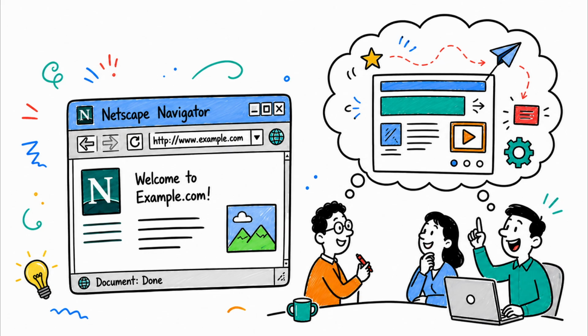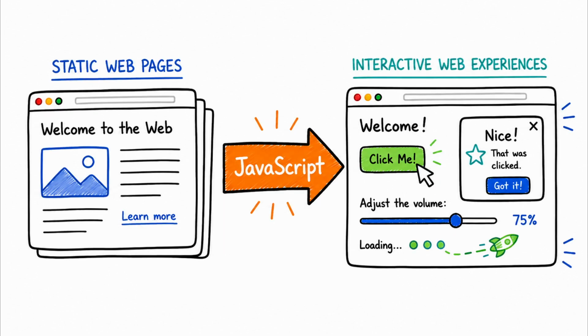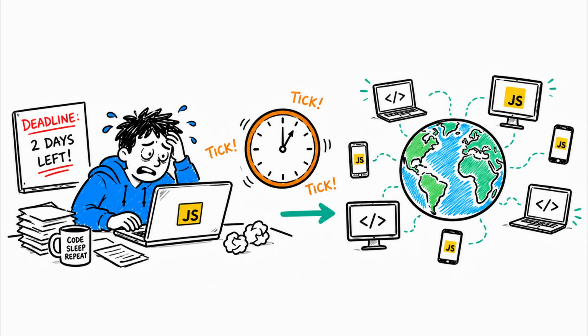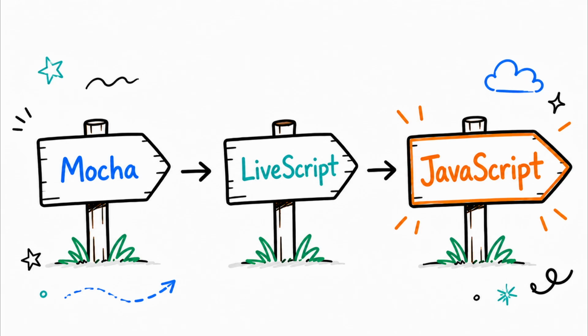Netscape, the company behind the popular Netscape Navigator browser, wanted websites to feel more alive. So in 1995, Netscape engineer Brendan Eek was asked to create a programming language that could run directly inside the browser. And he had to do it very quickly. The first version was developed in about 10 days. The language was originally called Mocha, then LiveScript, and finally JavaScript.